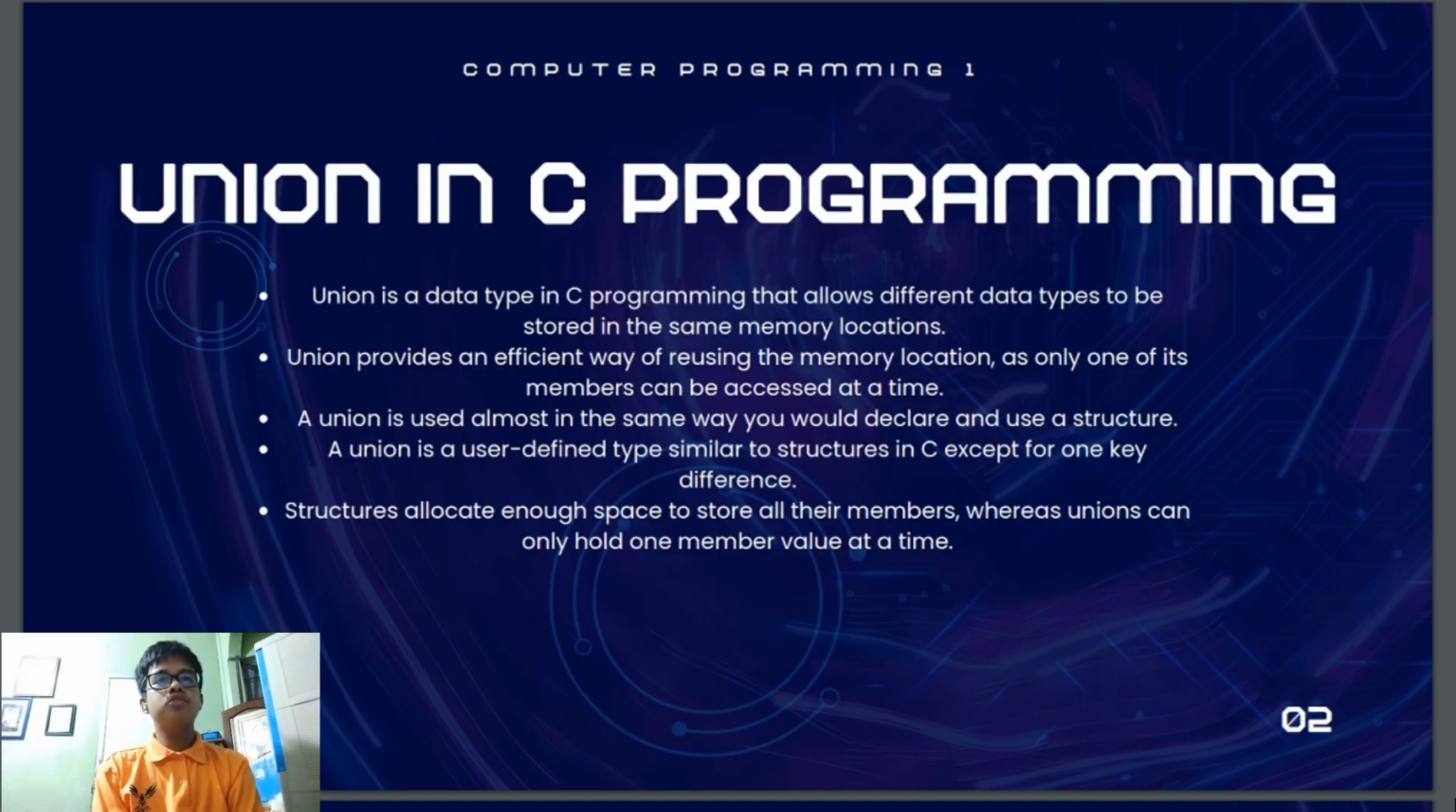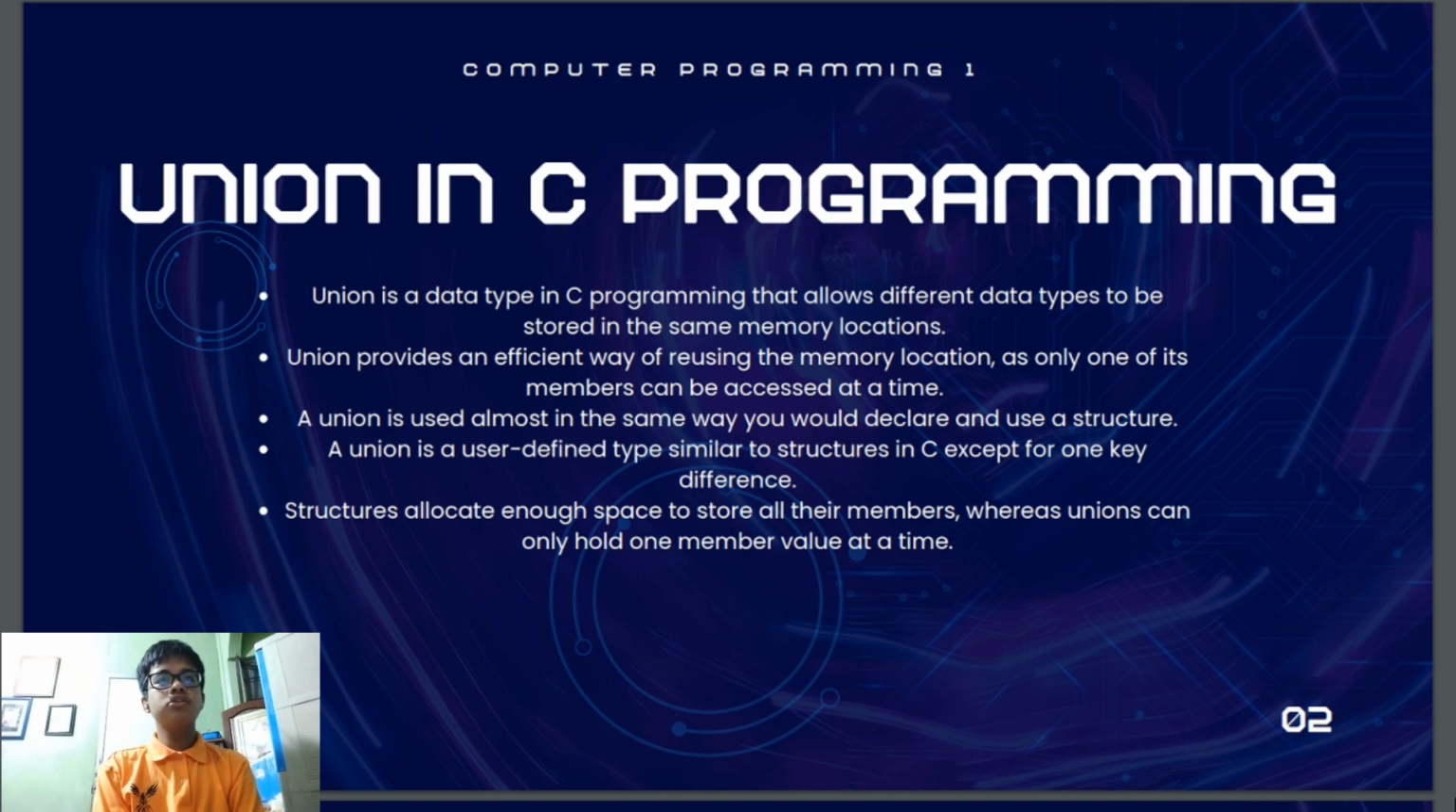Now I'm going to introduce to you the union in C programming. But what is union in C programming? Union is a data type in C programming that allows different data types to be stored in the same memory location. Union also provides an efficient way of reusing the memory location, as only one of its members can be accessed at a time. A union is used almost in the same way you would declare and use a structure.